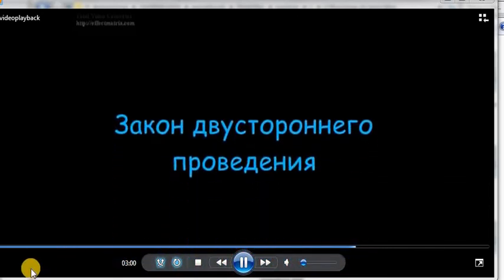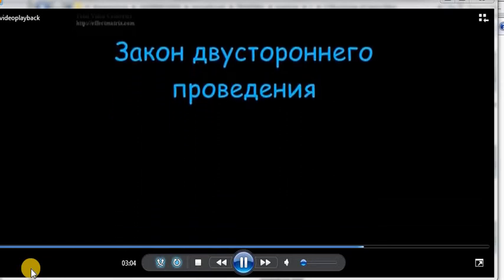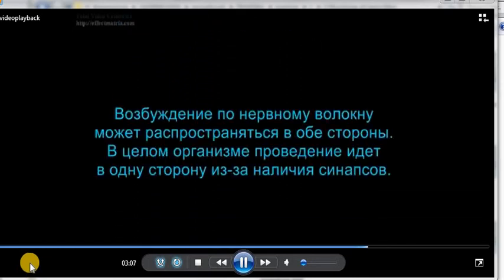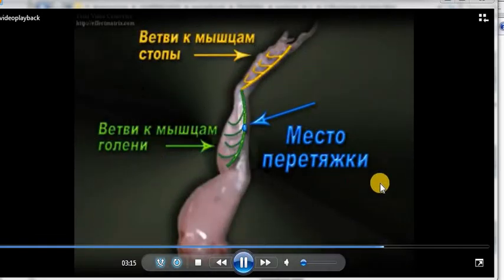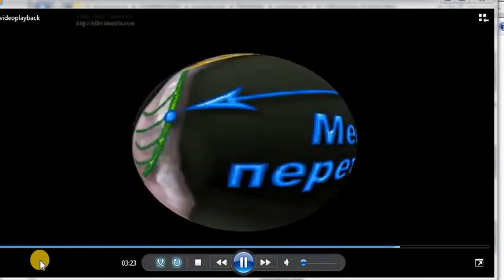And the next law is bilateral transmission of the signal. The signal can move in two directions, but only up to the special place, the synapse.